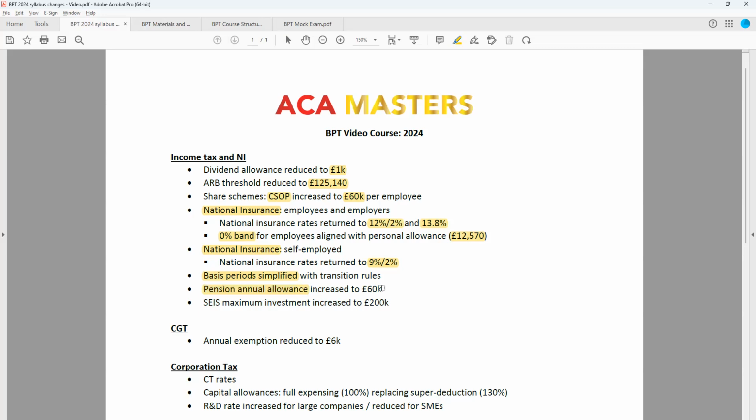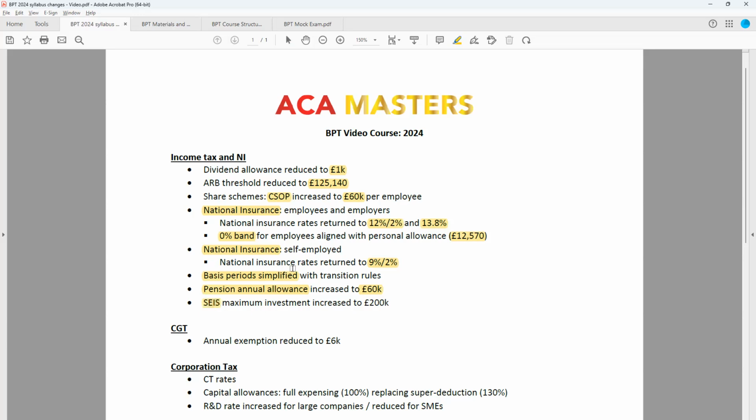Pensions annual allowance has increased to 60k. Again, it's not that significant of a change in terms of the BPT exam, because if you were advising an individual on how much pension contributions they could make, you'd obviously be referring to the annual allowance, and it's just that allowance has increased. So this would be the correct number to use.